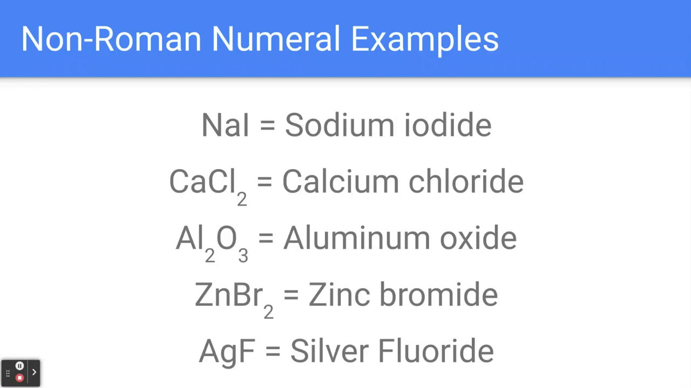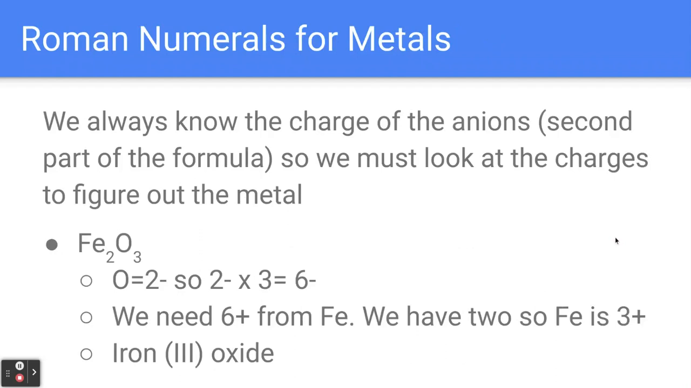So it's not dialuminum trioxide. That's not how we name these. When you have an ionic compound, we just simply state the metal and the non-metal. Now, here are some Roman numeral examples that I was talking about.